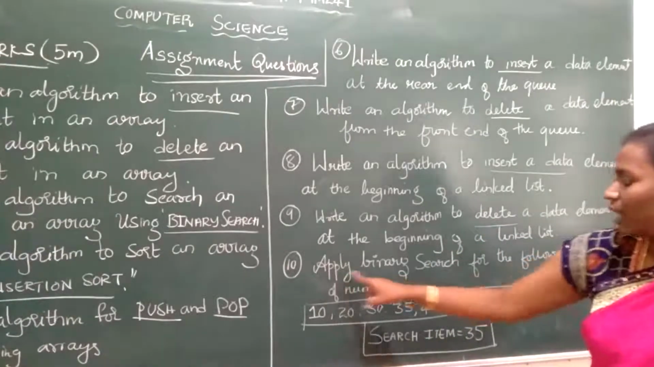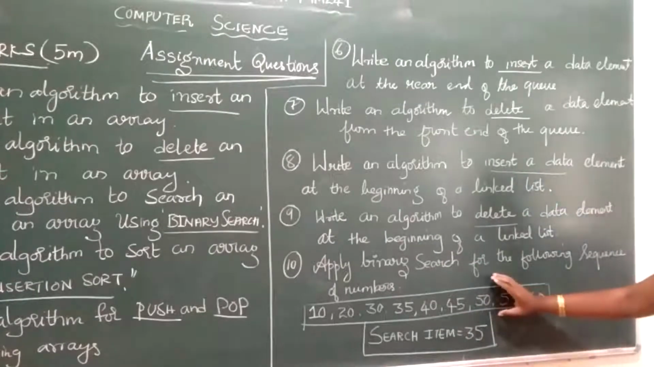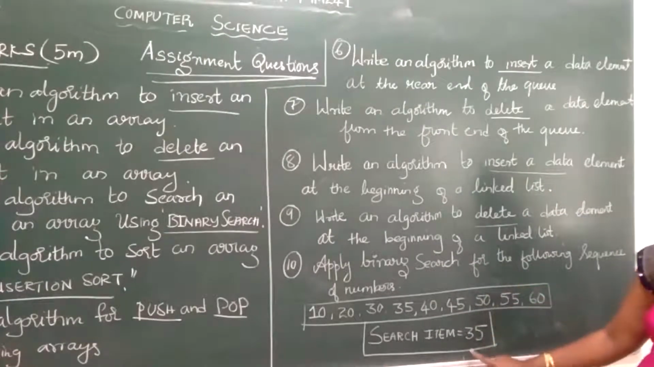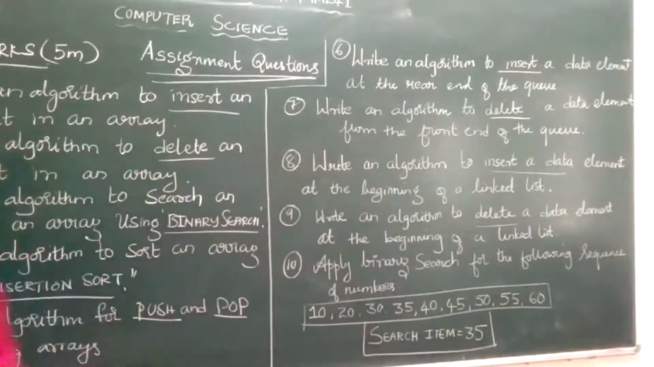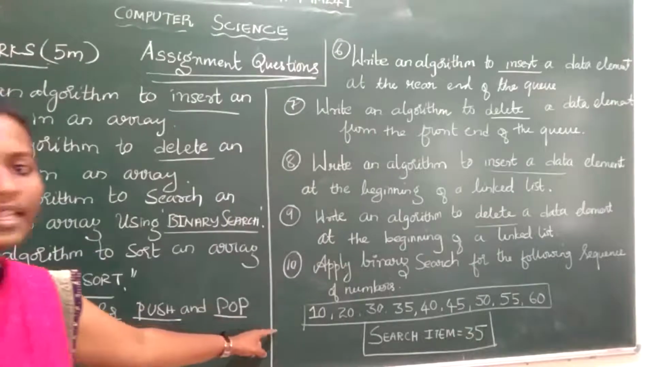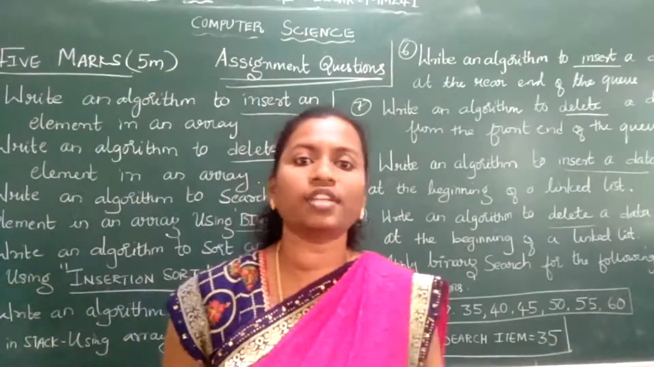Next is apply binary search for the following. The last question is I have given you certain data items. In that I have given you the search item also, that is 35. So you need to apply your binary search algorithm for this. So this is about the end of data structure.